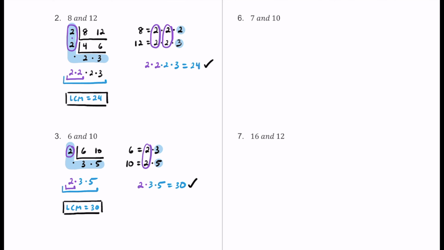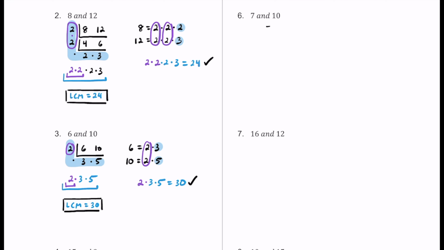For number 6, we have 7 and 10. So 7 and 10 next to each other using the ladder method. And it looks like 7 and 10, the only thing they have that I can think of is going to be 1. So 1 goes into each of these 7 and 10 times. Now 1 is going to be the GCF, so we can go ahead and write that, I guess, right here. That's a 1, right? And then multiply everything along the outside. That should get us our LCM.